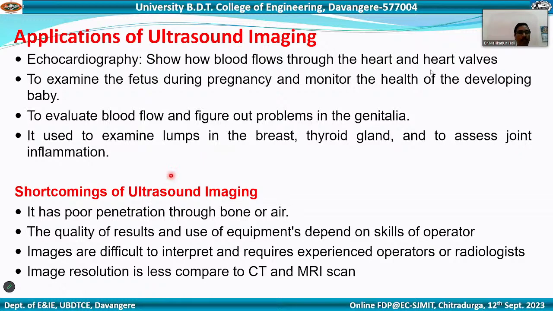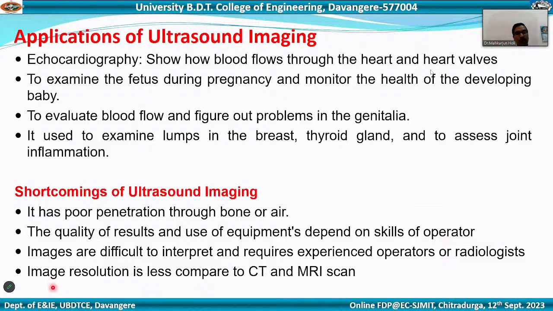What are the shortcomings? Poor penetration through bone and air. The ultrasound cannot penetrate through the bone, and it gets reflected from the air. So we cannot get imaging of the bone. We cannot image the lungs properly. The quality depends upon the equipment and the skill of the operator. Based on where the probe is kept, the image is going to form.